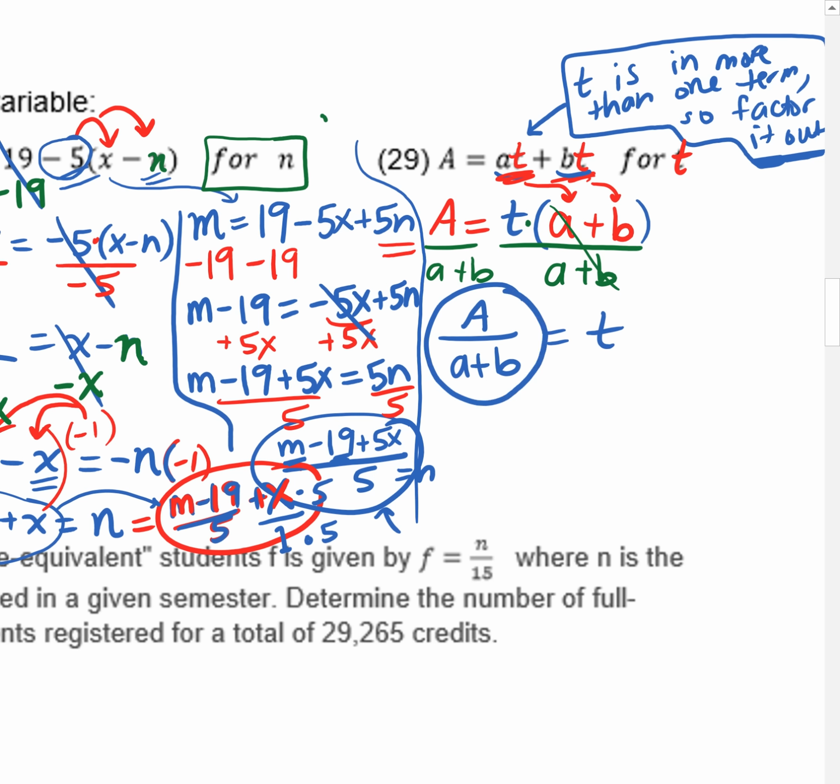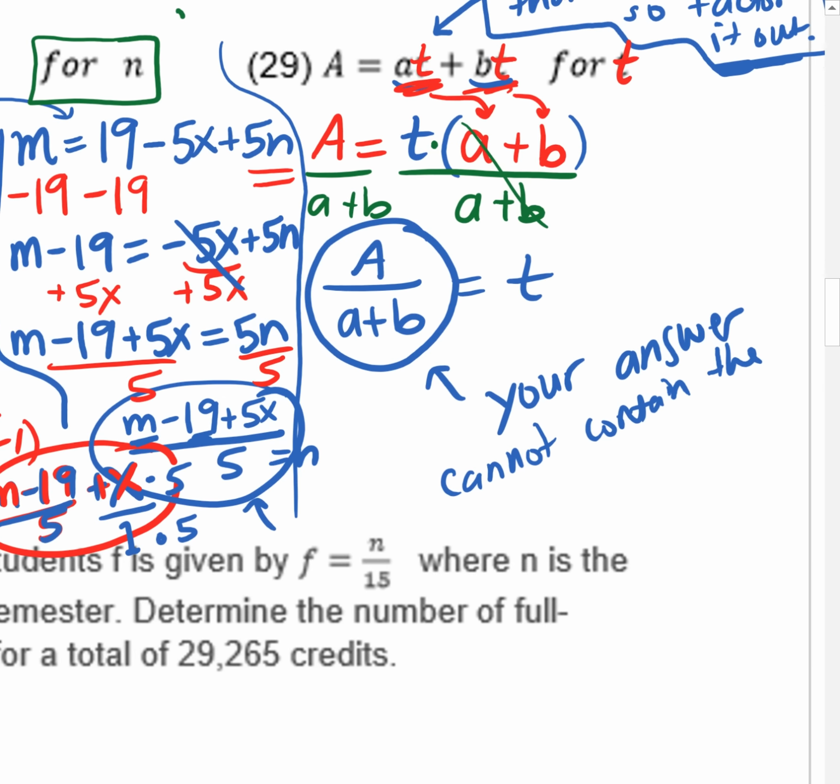And now notice our answer does not contain a t. Your answer, which we got capital A over lowercase a plus b, cannot contain the variable you're trying to solve for. That would mean you did something wrong. You didn't do it right.